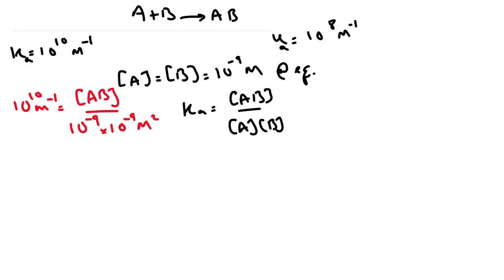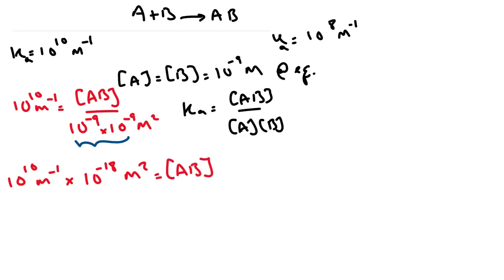Now this part right here will become 10 to the minus 18, so I'm going to multiply both sides by 10 to the minus 18 molarity squared. So I have 10 to the 10 molarity to the minus 1 times 10 to the minus 18 molarity squared equals the concentration of AB, and that gives me 10 to the minus 8 molar, because molarity squared times molarity to the minus 1 will give me molarity, the concentration of AB. Now 10 to the minus 8 molar is 10 times higher as a number than 10 to the minus 9. You're going to have 10 times as much AB as you're going to have A or B by themselves.